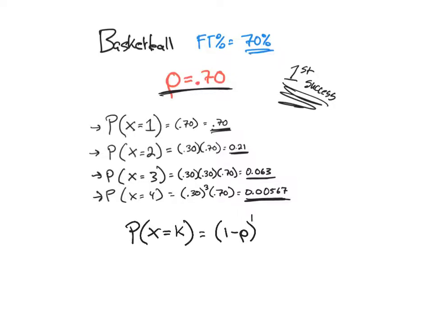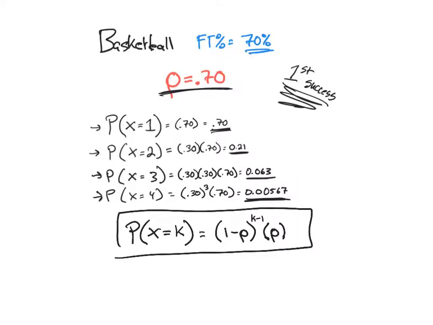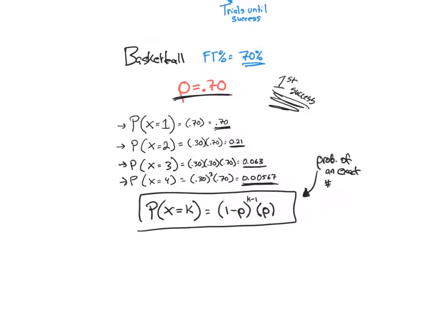How many failures are we going to see? We're going to see K minus 1, right? Because if K was 7, then K minus 1 would be 6. I see 6 failures. And then probability of success. This is it. There it is. There is your formula for a geometric probability. That's the probability of an exact number of trials to find its first success, right? So that's it right there.